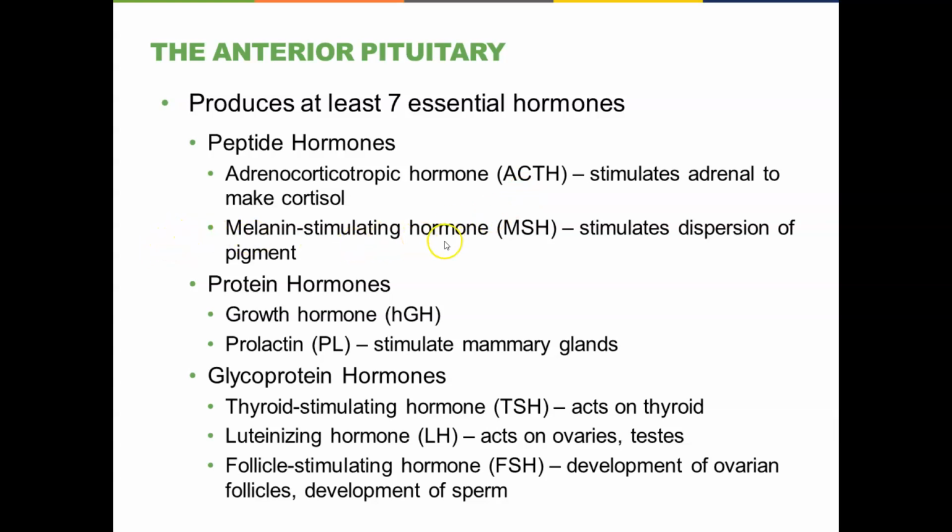Melanin stimulating hormone induces the pineal gland to produce melanin in time with signals coming from the retina, so that we establish our day-night rhythm. Those are peptide hormones, relatively small, short amino acid chains. The protein hormones are large hormones made out of a whole lot of amino acids chained together. Growth hormone and prolactin, which stimulates the mammary glands to produce milk.